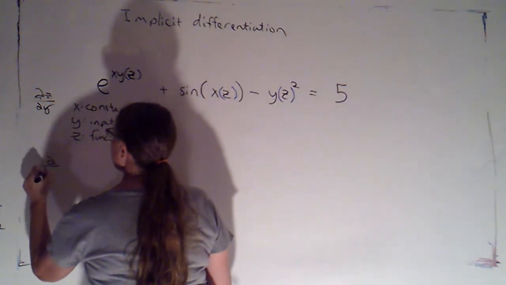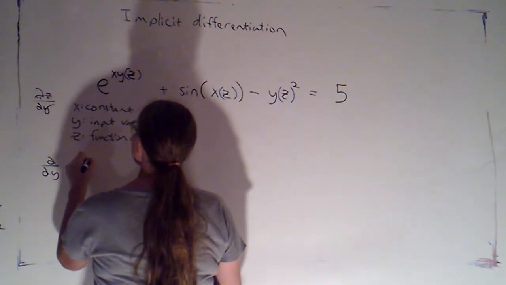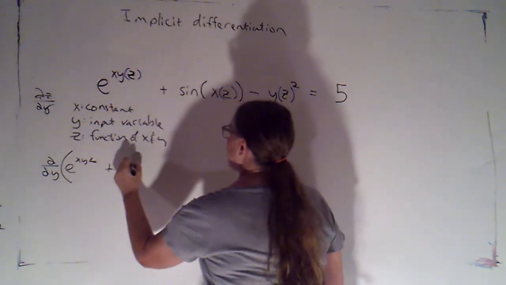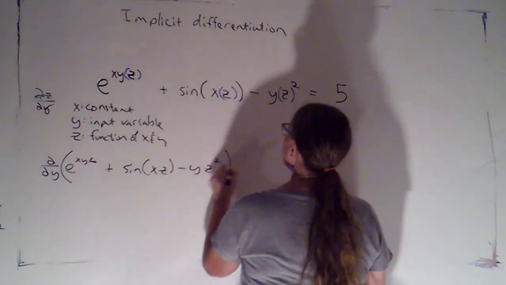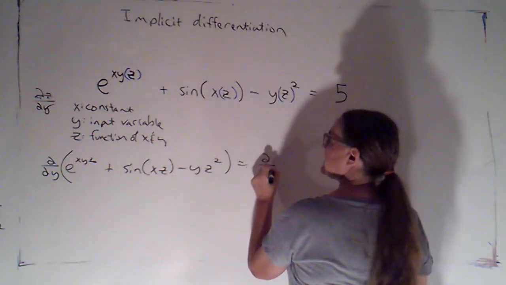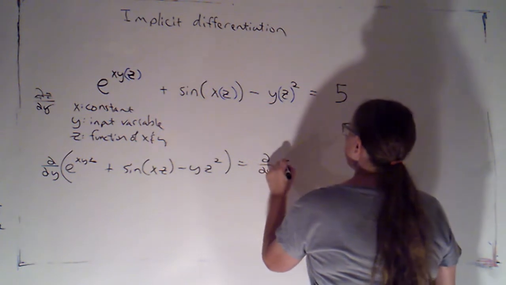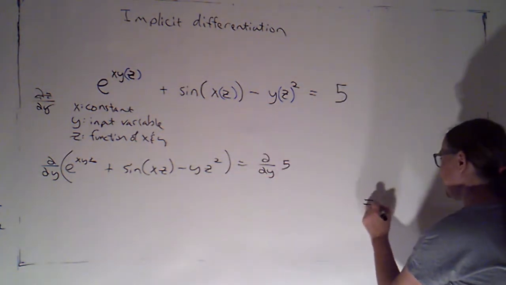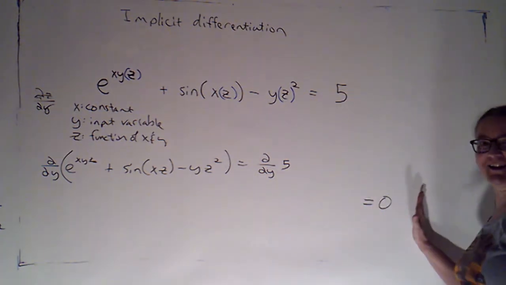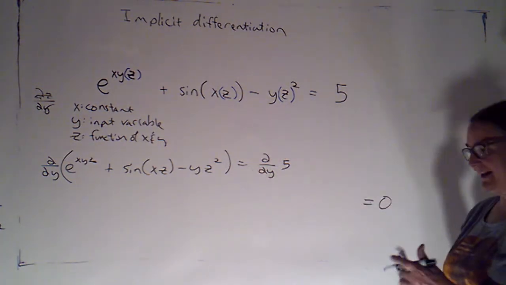So the partial with respect to y of e to the xyz plus sine of xz minus yz squared equals the partial with respect to y of 5. And again, that right-hand side is nice and simple. That's going to be 0. I just have to write that over here because the left-hand side is going to get kind of long.